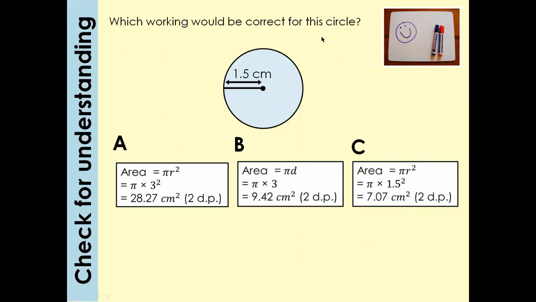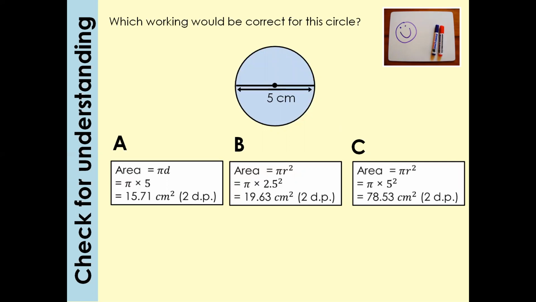Let's have a look at this question. Which working would be correct for this circle? Pause the screen and give it a go. The answer is going to be option C. So area is pi r squared. Now pi times the radius is 1.5 centimeters. So pi times 1.5 squared, and that will give you 7.07 centimeters squared to 2 decimal places.